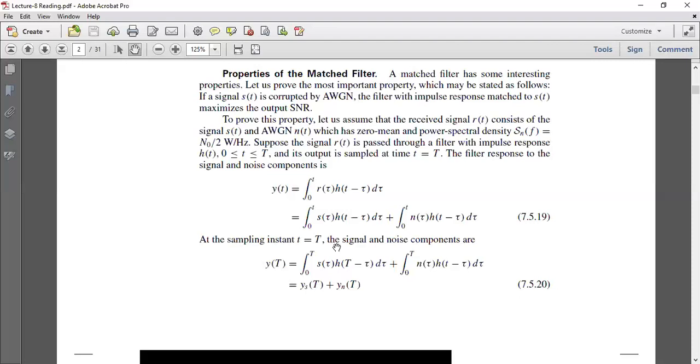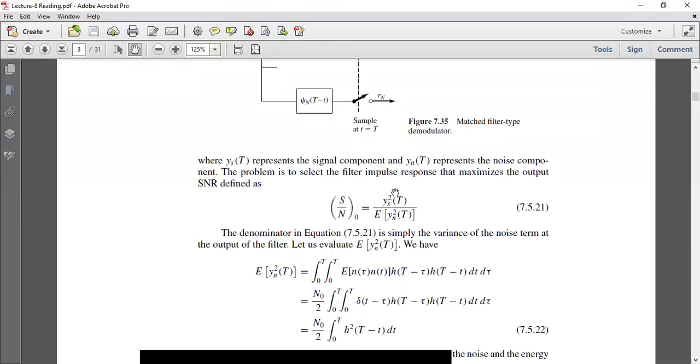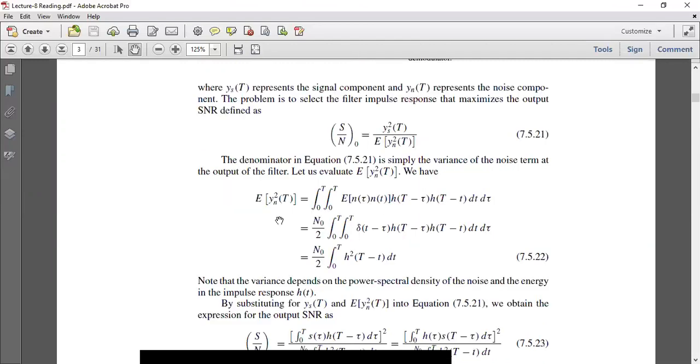At the sampling instant t equal to capital T, the signal and noise components are, so this is the signal component and this is the noise component. So we put the value of capital T in place of small t. So this is the sampled version of the output, with the signal component and the noise component. So what will be the signal to noise ratio? The signal to noise ratio at the output is equal to the energy in the output signal divided by the expected value of the noise energy component. So we have to find these two, then we can define the signal to noise ratio. First we will get the expected value of y n square of T. This is equal to the expected value of noise.